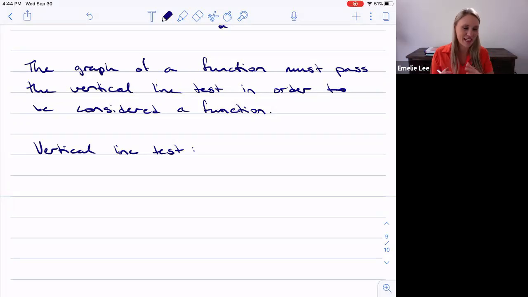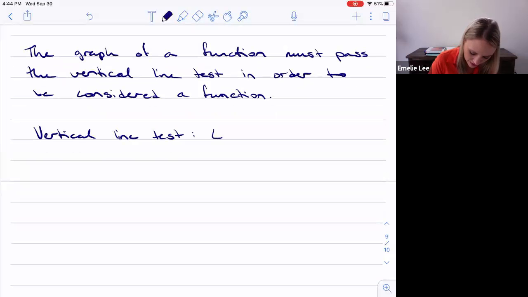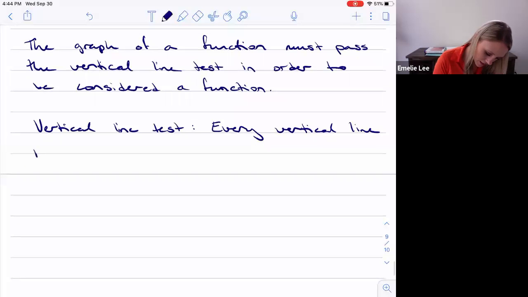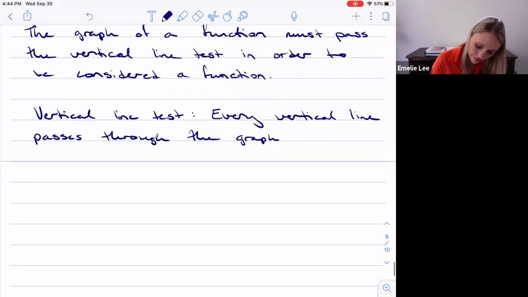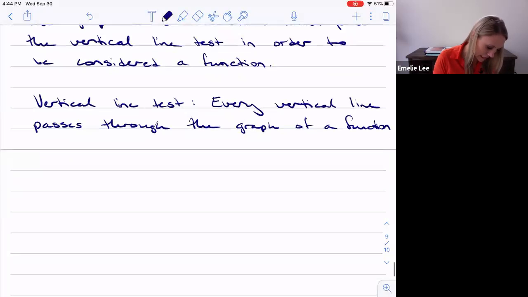So every vertical line passes through only one point on a graph, right? So every vertical line passes through the graph of a function in at most one point.